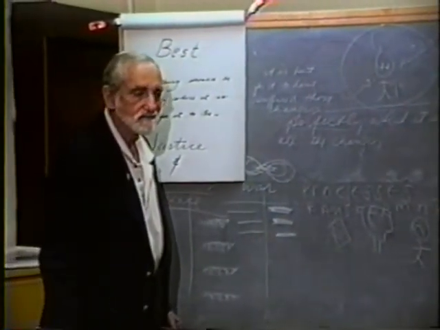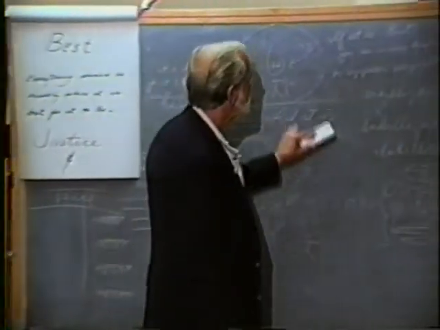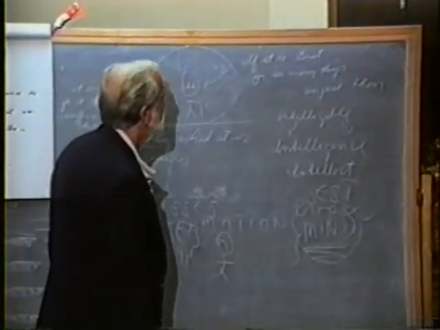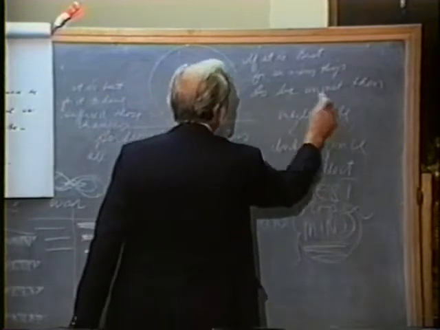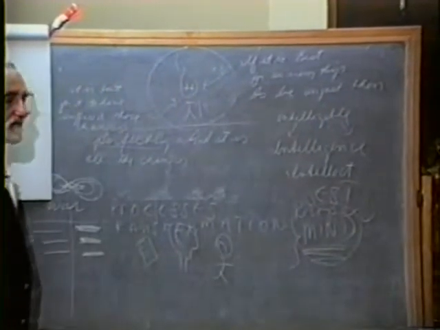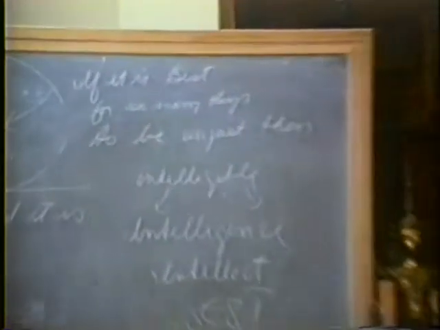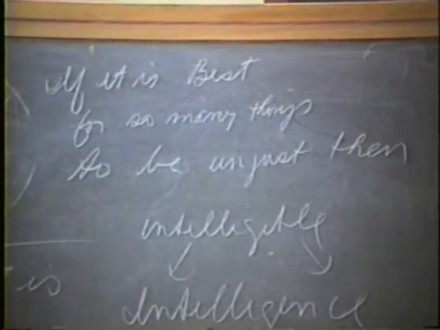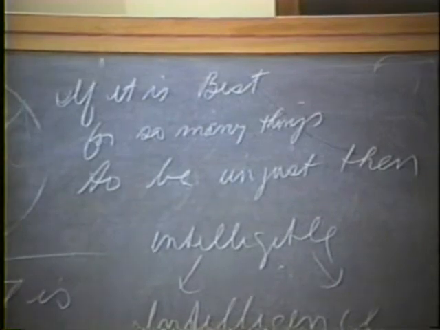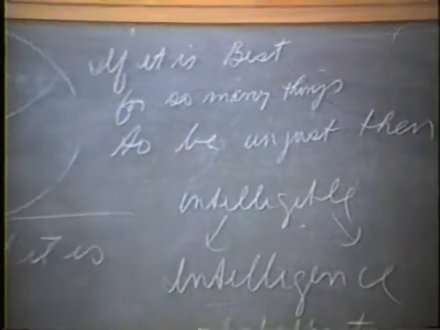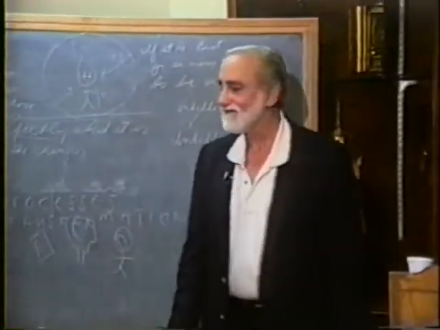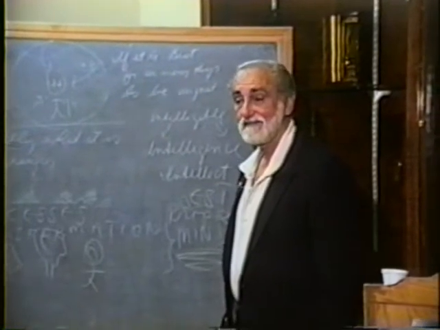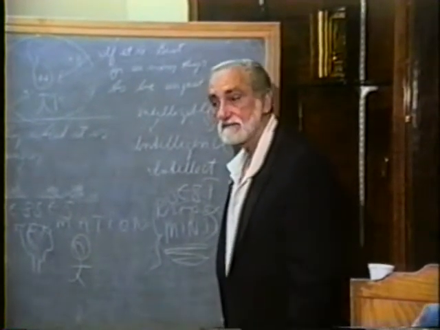Well, how about removing the appearance and getting to reality? It is best for so many things to be unjust. If that's the case, then come on. That's the predicament, isn't it? That is the thinking predicament. And you can't avoid it. Well, what's good about it then? If it's best, what's so good about it?